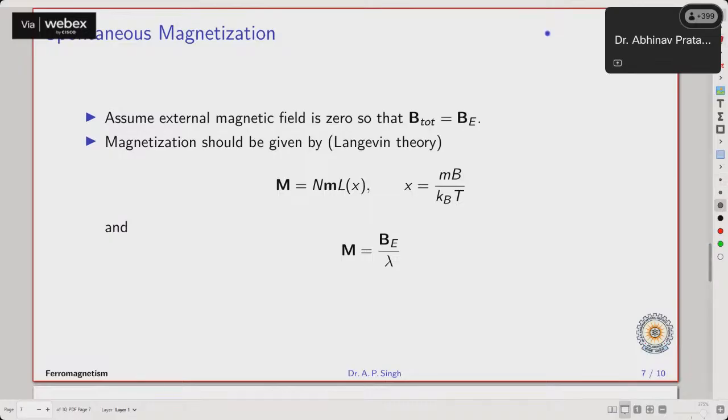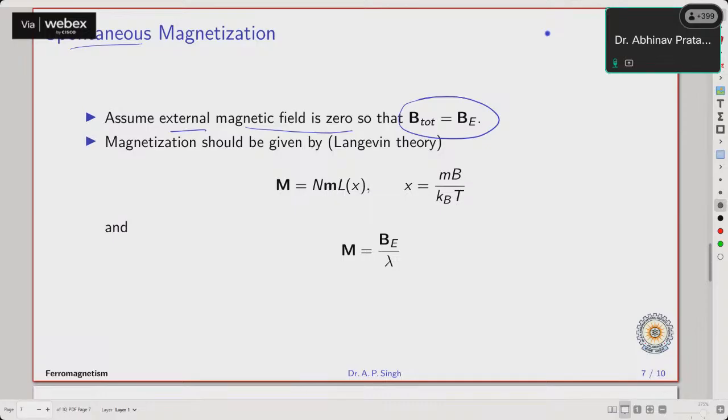All right, so again, as I said, because we are talking about spontaneous magnetization, we are assuming that the external magnetic field is zero. So if the external magnetic field is zero, the total field is simply equal to the internal Weiss field. That means B total will be equal to simply B_E.